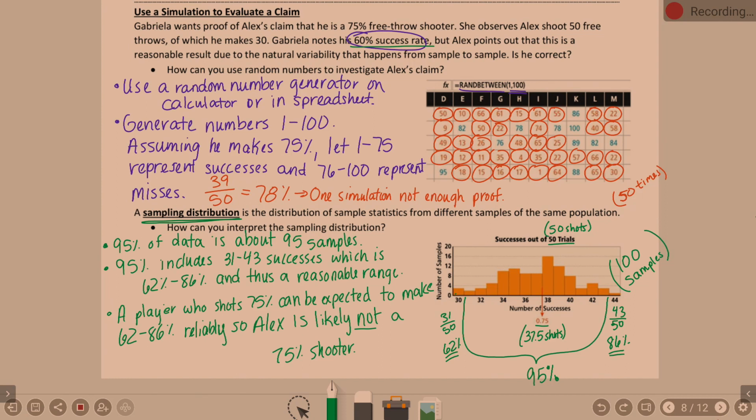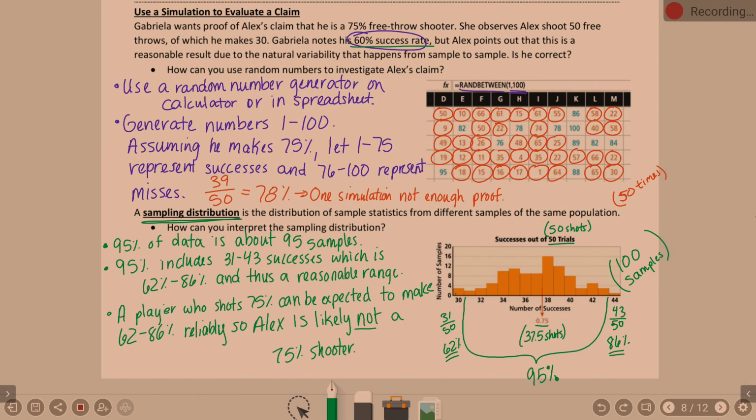When you get done writing that, there's two little follow-up questions at the top of the next page that we're going to talk about before we move on to margin of error. When you look at the top of the next page, it asks a question: how would your conclusion differ if you did 100 simulations of 10 shots each?